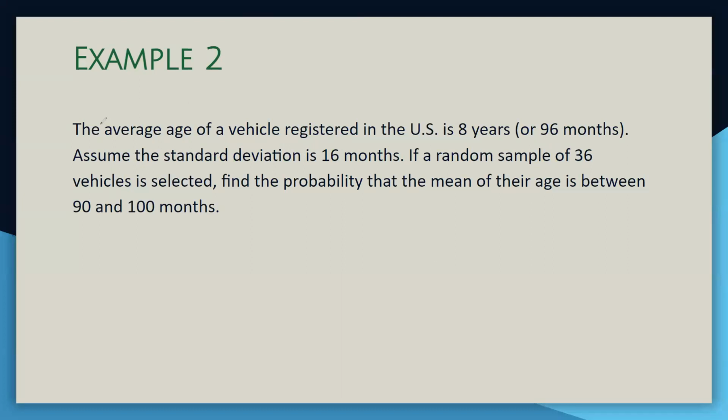So reading that problem, first thing they say average age of vehicles registered is 8 years. So they're telling us that our random variable is average age of vehicles registered. Well, actually, let me correct that. It's age of vehicle registered, sorry.